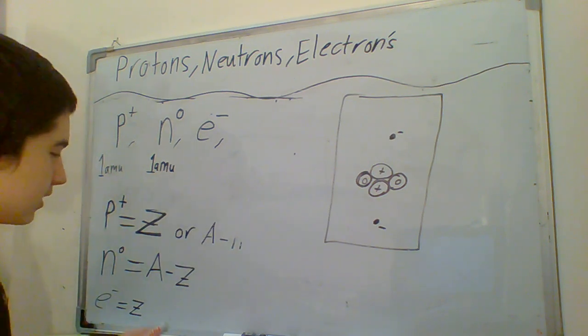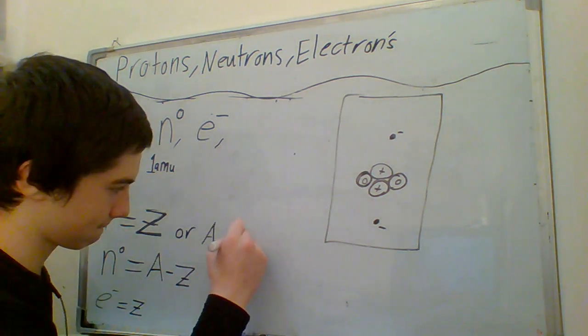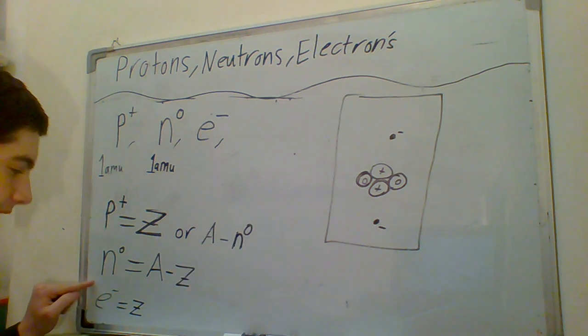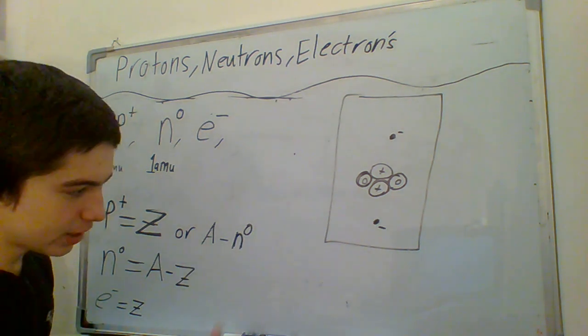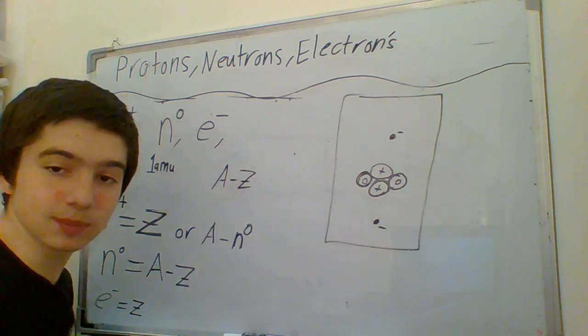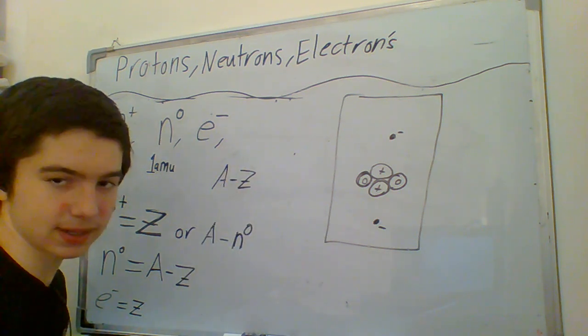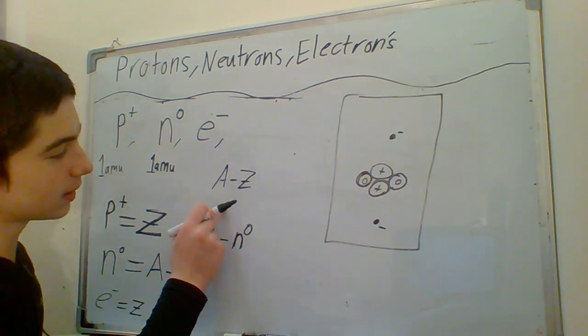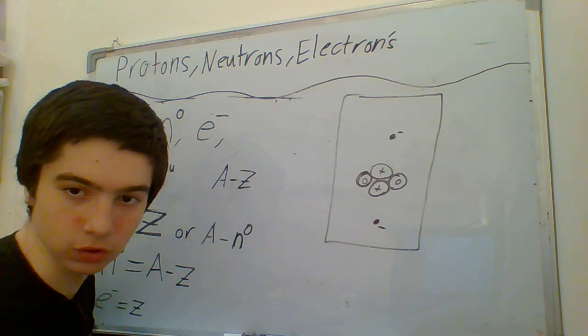Now let's go for the neutrons. Okay, for the neutrons, you want to calculate them. Simply, you write A minus Z. What does that mean? It means the atomic mass minus the atomic number. So it's the mass subtracted by the number of protons.